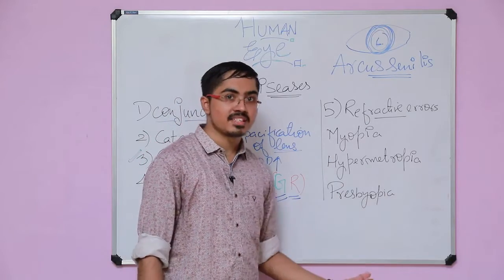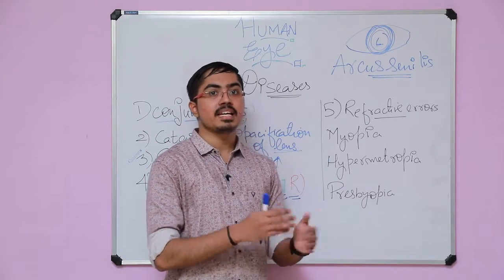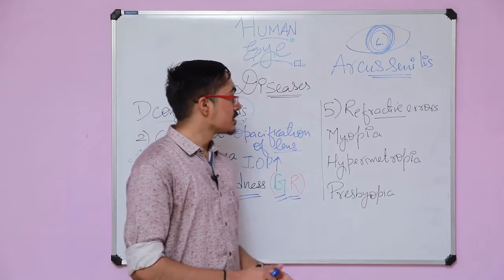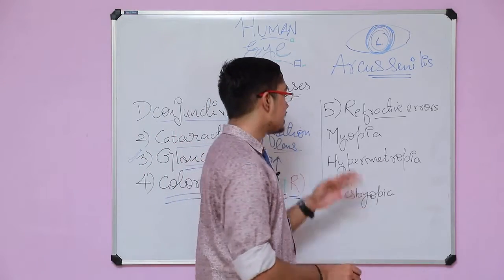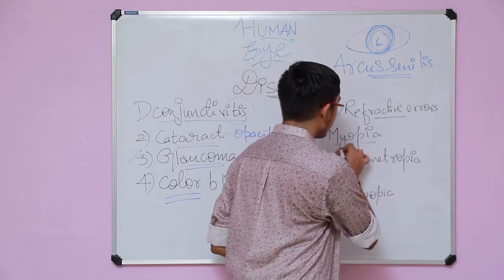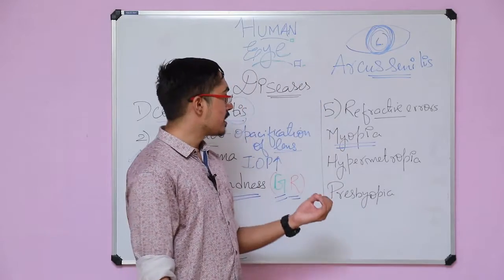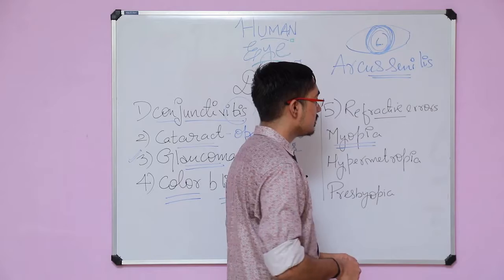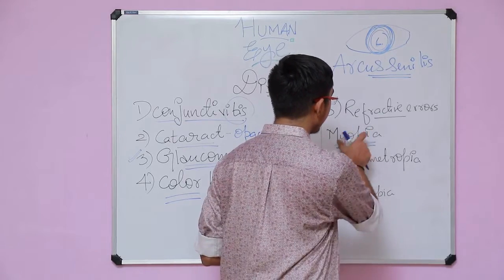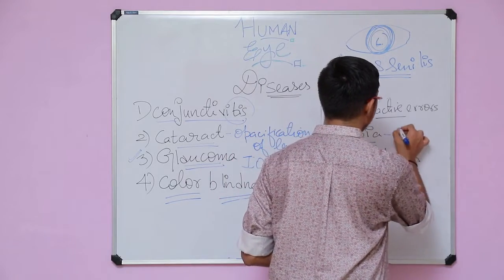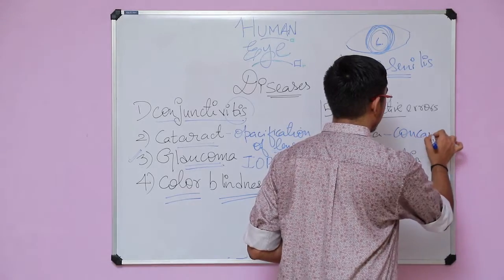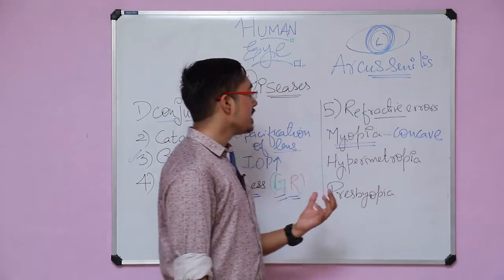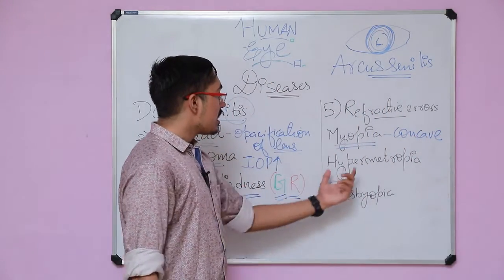This we will be learning in physics as such. I think you will be getting a question in the exam which asks you to prescribe the lens for these kinds of people. So myopia means short sightedness. That means you can see all the near objects, but the far object is very difficult to see. So in this kind of person you will be prescribing concave lenses. Right, I have myopia, so I am wearing a concave lens now.